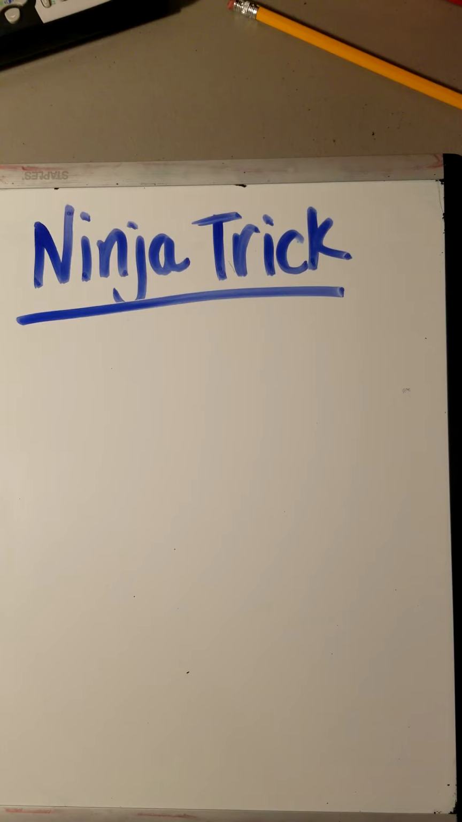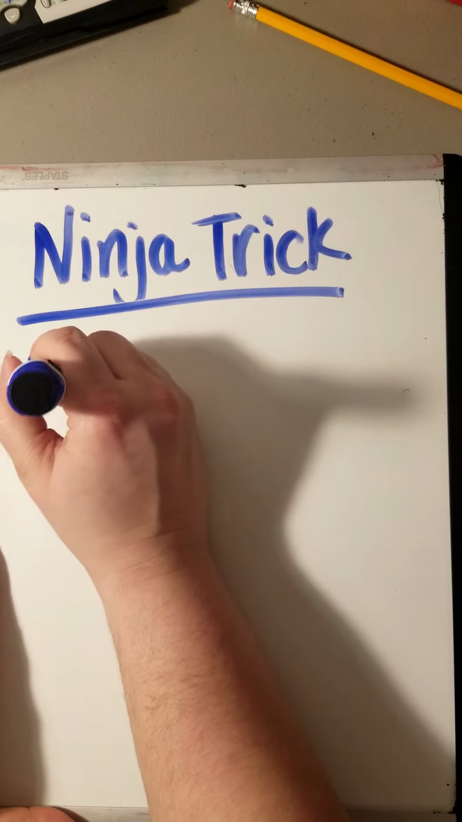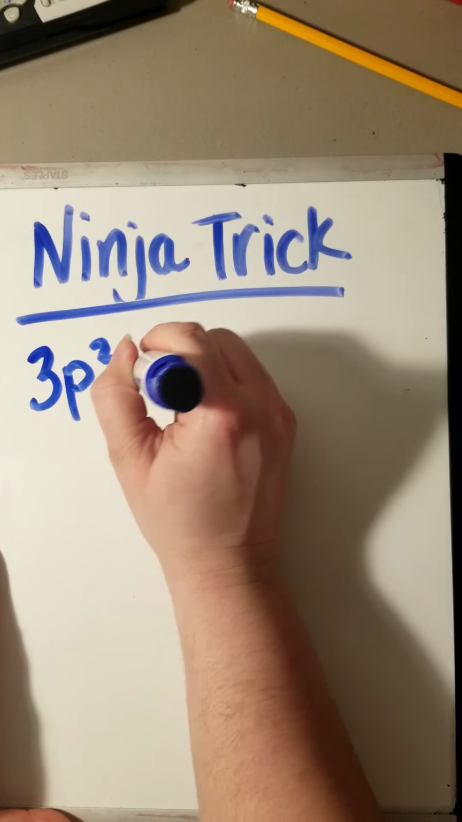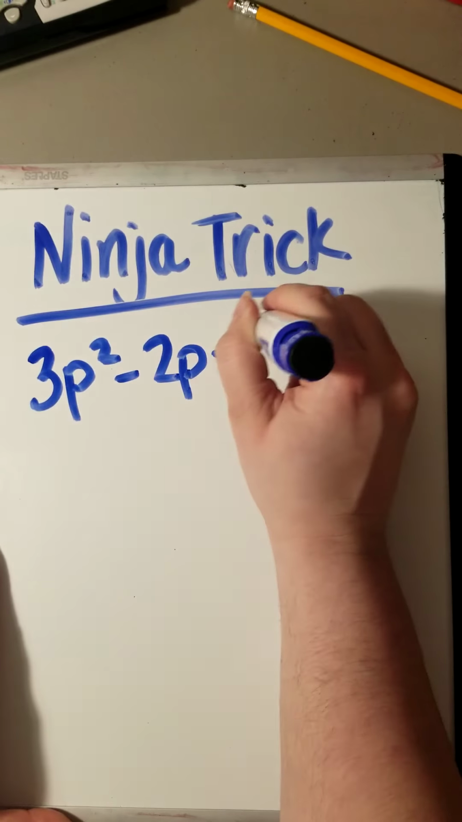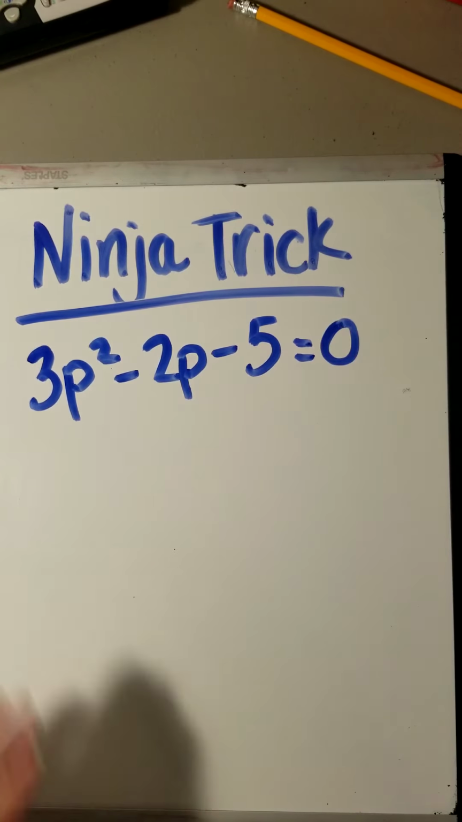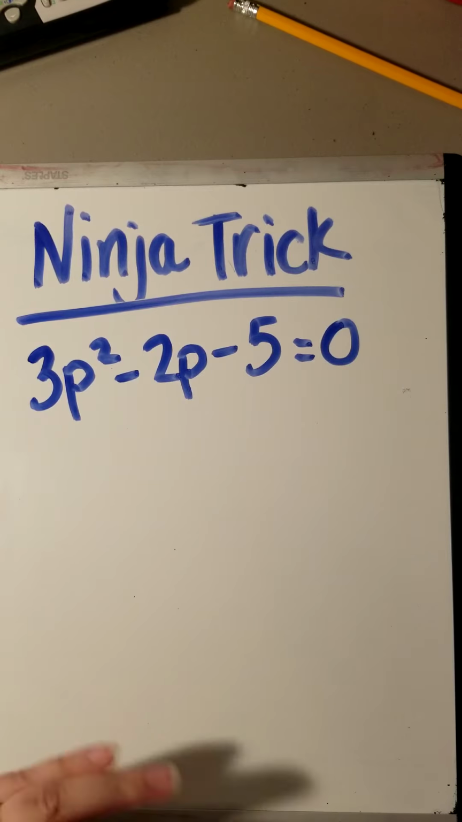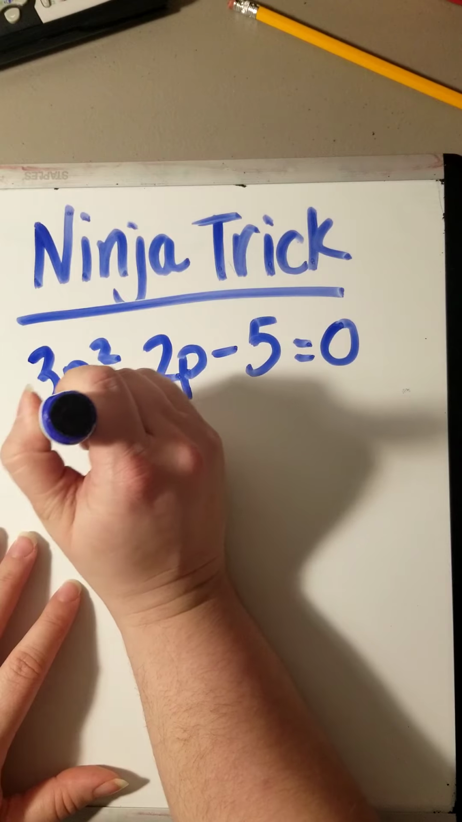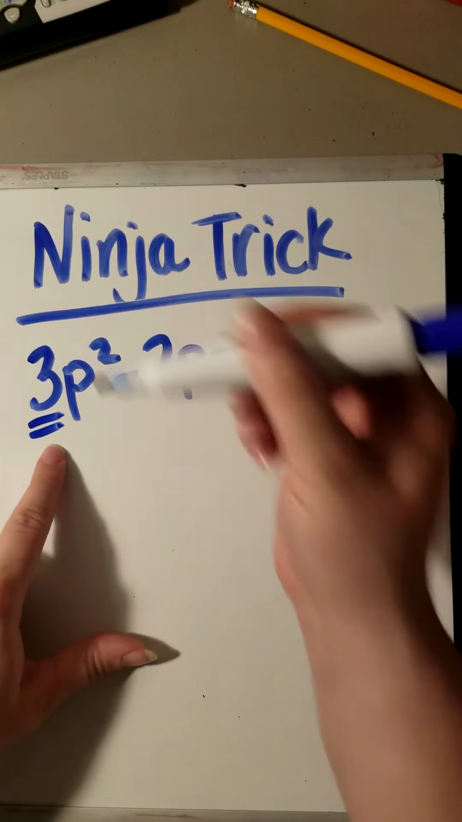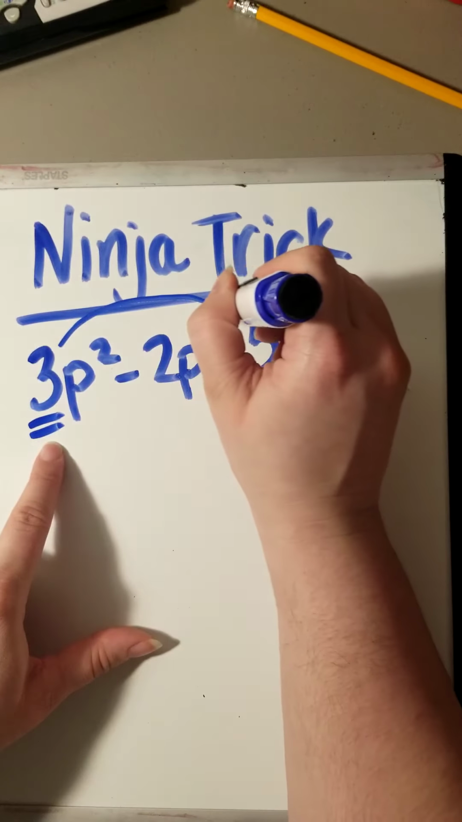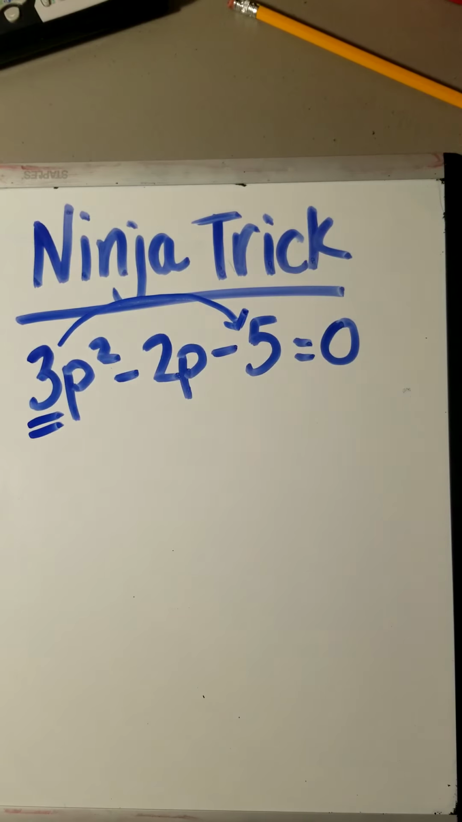All right, so let's go back to our original example. We had 3p squared minus 2p minus 5 is 0. Okay, here's how the ninja trick works. Ninjas, they disappear and reappear. That's why it's called the ninja trick. We're going to make this 3 out front disappear. And we're going to do that by taking this 3 and multiplying it by the back term.